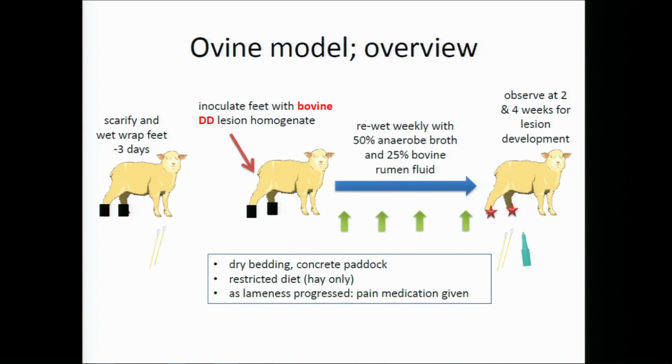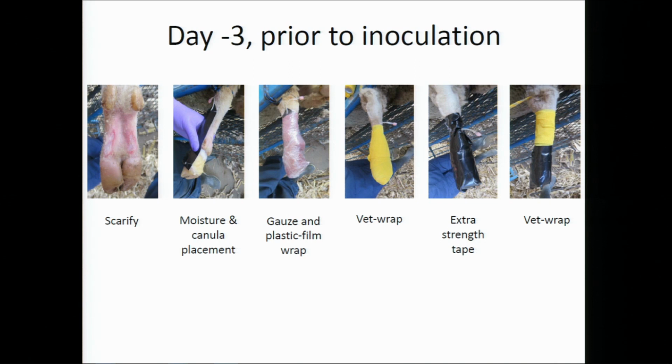We maintained the moist environment by adding broth, culture media and ruminant fluids, and we take off the wraps periodically to at least describe what lesions appear and how they appear and how severe they are. These sheep are maintained on dry bedding on a concrete paddock. They have a restricted diet of hay only. If the animals do suffer any lameness, we do treat with the necessary pain medication.